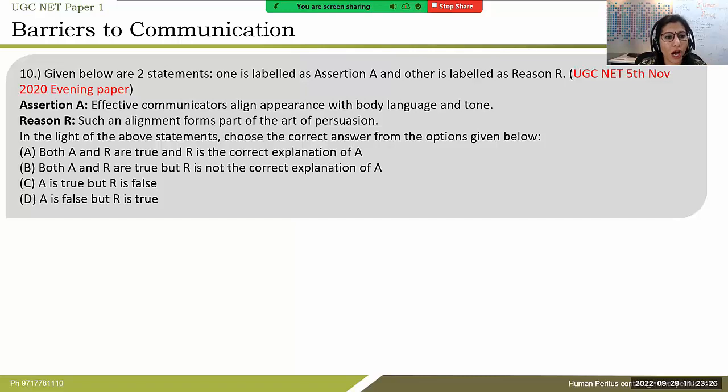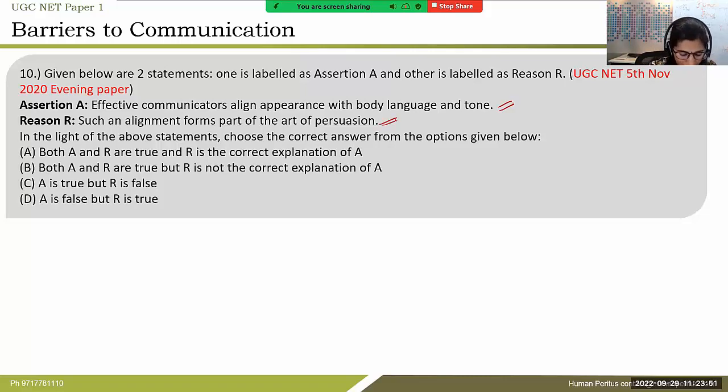Given below are two statements. One is labeled as assertion and another is labeled as reason. Assertion is given as: effective communicators align their appearance with body language and tone. Yes, they do it. It is true. One thing we are sure about is that the statement is true. Next is: such an alignment forms part of the art of persuasion. Obviously, this is also true.